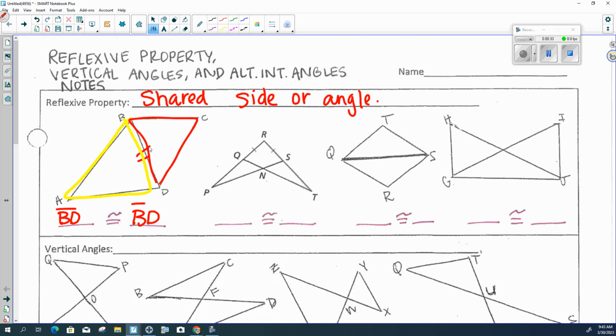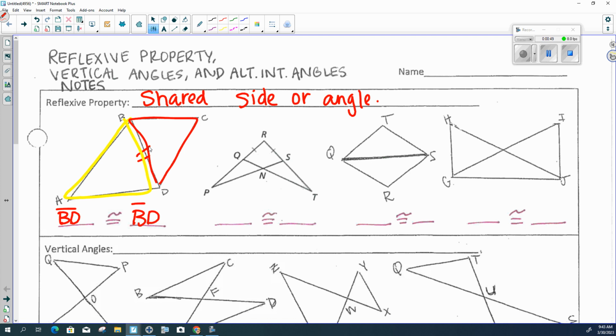Now, why might that be helpful? Because we're trying to prove triangles are congruent. So we need to figure out as many angles and sides as we possibly can so that if we get up to 3, we could say side, side, side, or side angle side, or something like that.